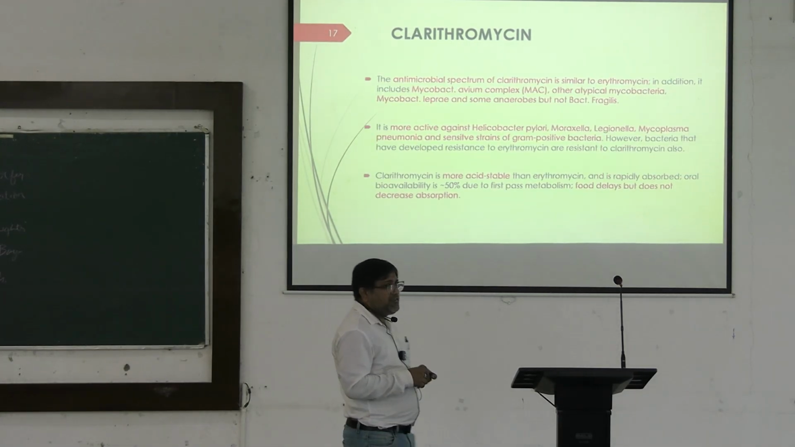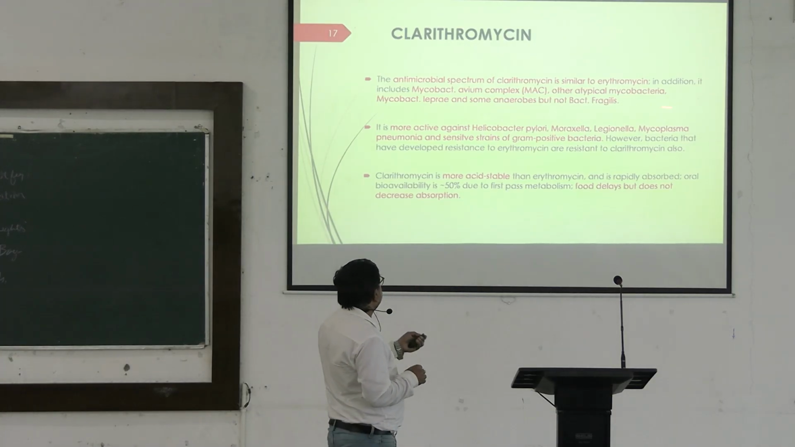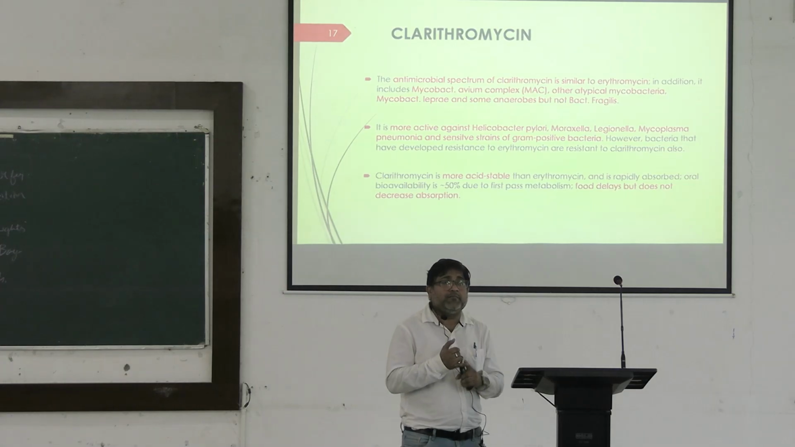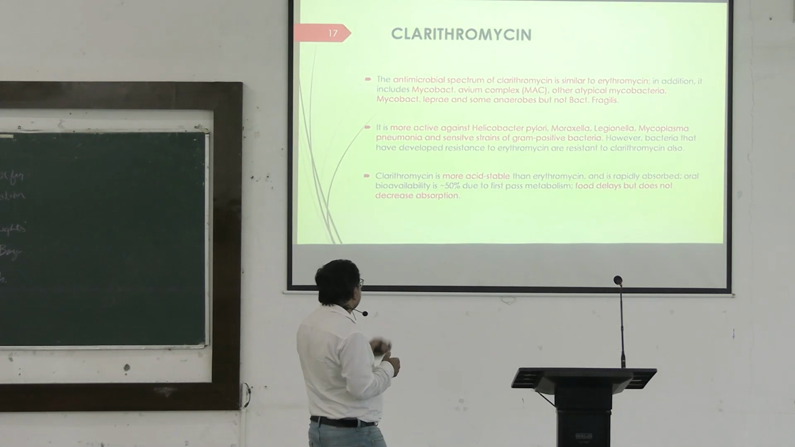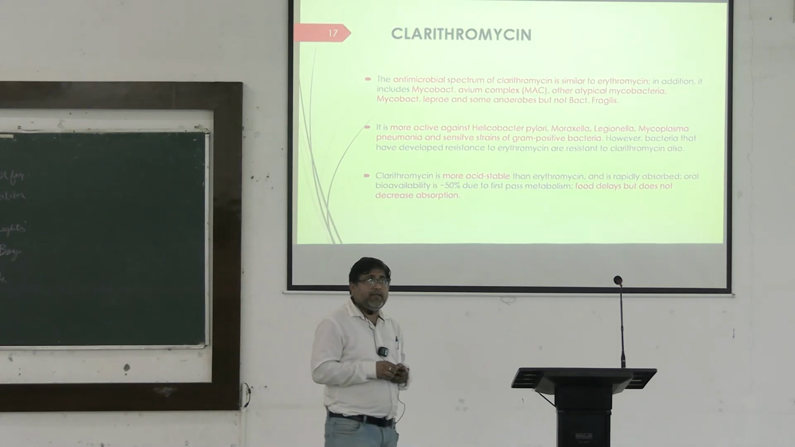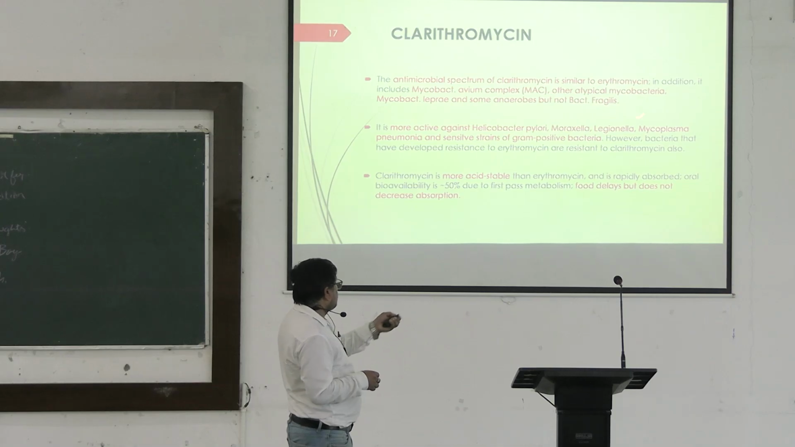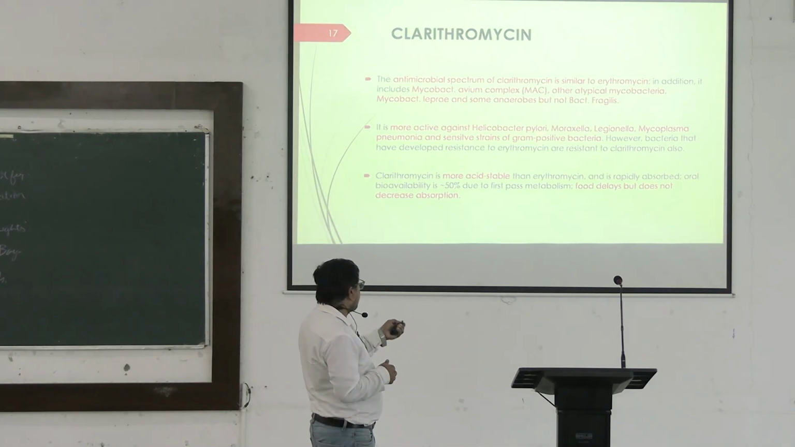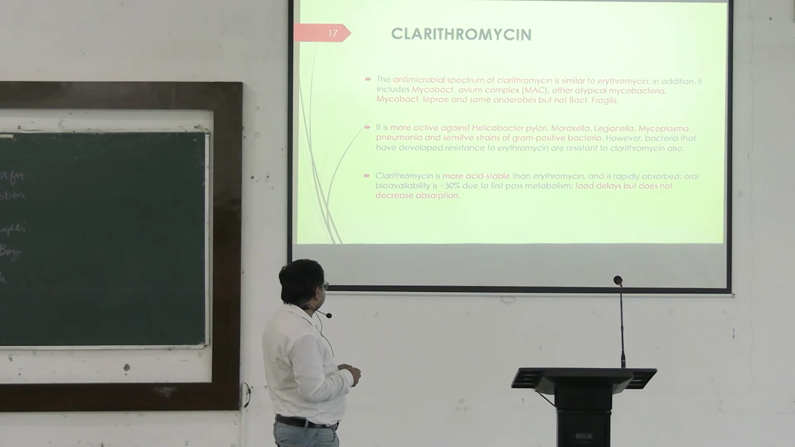Coming to the Clarithromycin, antimicrobial spectrum similar to that of erythromycin. In addition, the antimicrobial spectrum includes Mycobacterium avium complex and other atypical mycobacteria, Mycobacterium leprae, and even some anaerobes, excluding Bacteroides fragilis. It is more active against Helicobacter pylori, Moraxella, Legionella, Mycoplasma, and sensitive strains of gram-positive bacteria.